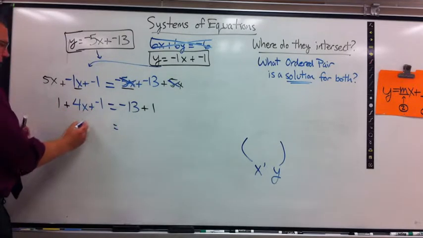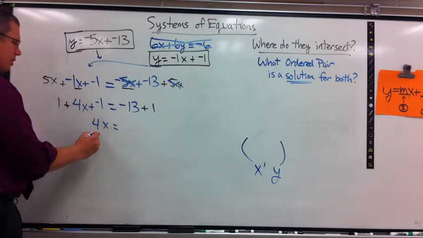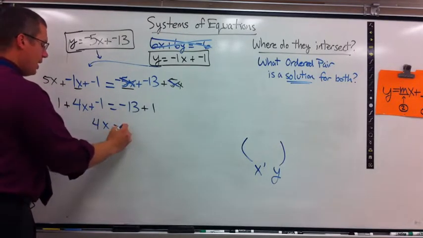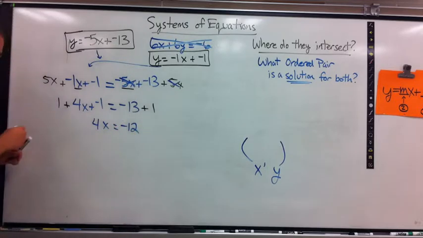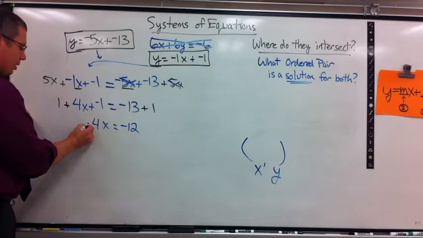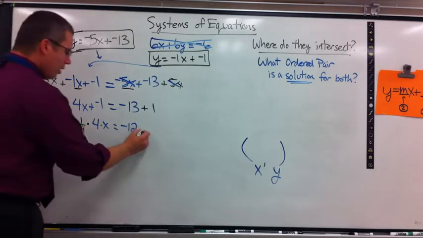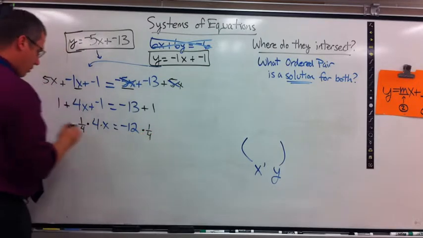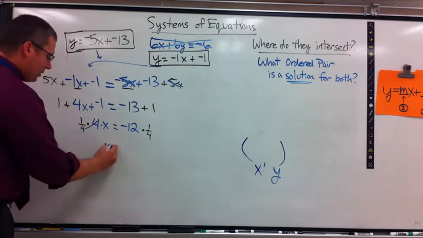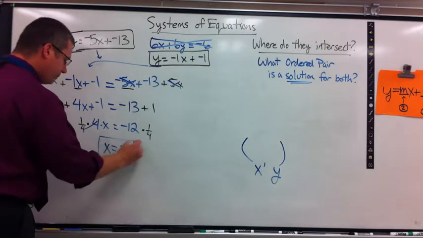1 plus negative 1 is 0. These cross off. I'm left with 4x. On this side, negative 13 plus 1 is negative 12. Almost done. This is going to be a lot more solving involved. Here's a multiplied 4. What's the reciprocal? 1/4. The 4's cross off. I'm left with x equals negative 12 times 1/4 is negative 3.